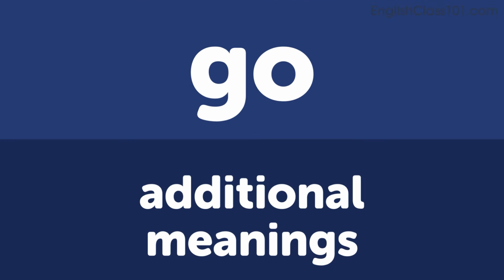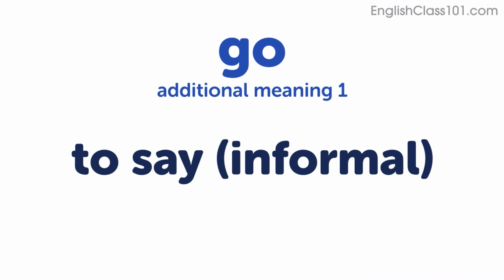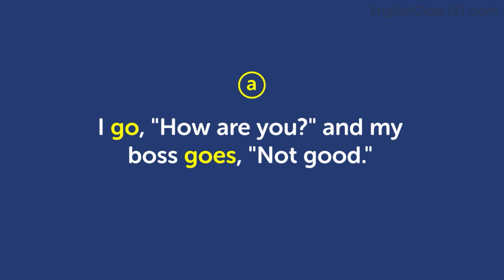Now let's talk about some additional meanings for this verb. The first additional meaning of go is to say. To say. It's like using said, but in an informal setting. Let's look at some examples. I go, how are you? And my boss goes, not good.